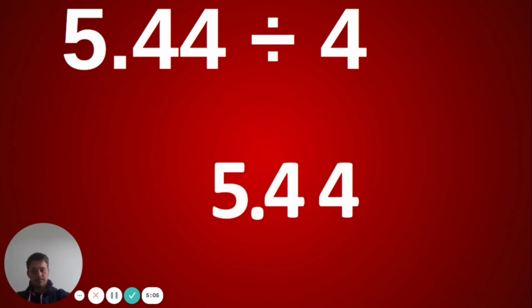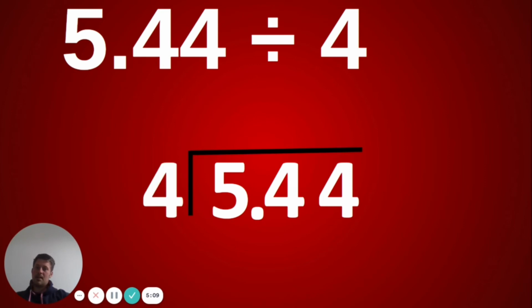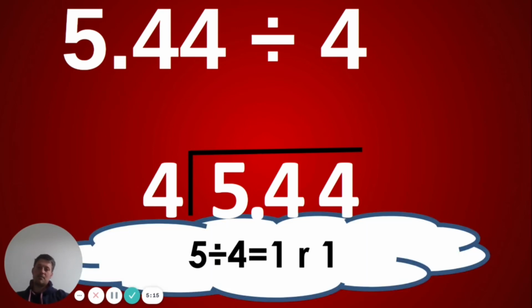So you can write your 5.44, put the bus stop around it, and you are going to be dividing by 4, so that can go on the outside. So it's the same principle. How many times does 4 go into 5? Well, actually, it goes in once, but then it does have a remainder of 1. So we write 1 on top and carry the 1 across.